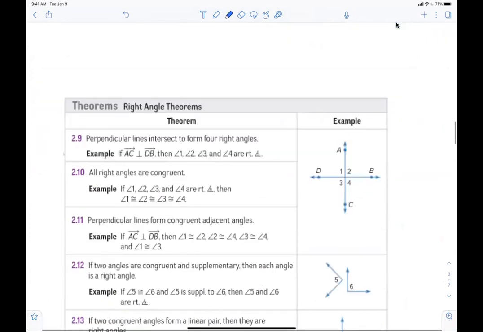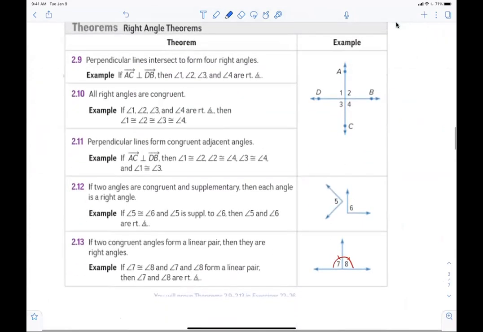And now here's some right angle theorems. Let's see if this makes sense. Again, I'm hoping every one of these is common sense. Perpendicular lines intersect to form 4 right angles. Right? That's the whole definition of perpendicular. They form right angles. So perpendicular lines always intersect to form 4 right angles.